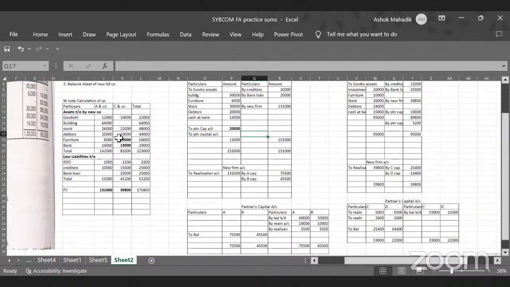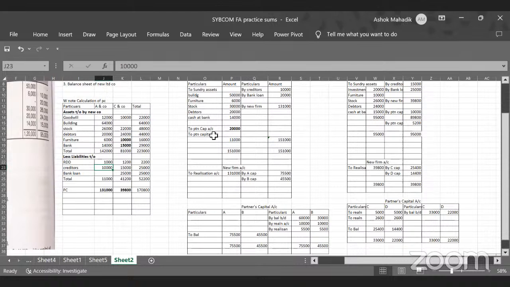Now let us see PC. Let me check the value of PC if it is correct or wrong. I'll check total again. 142,000 correct. And liability side, liabilities taken over are RDD is 1,000 and creditors is taken over 10,000. Yeah, correct.